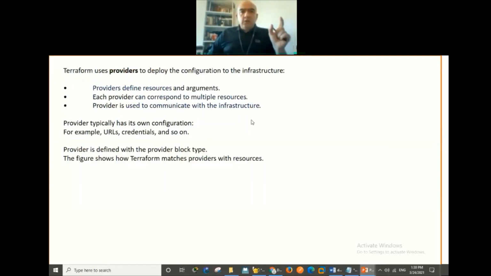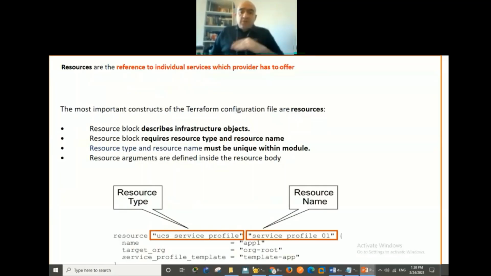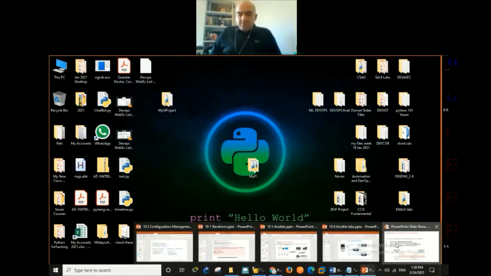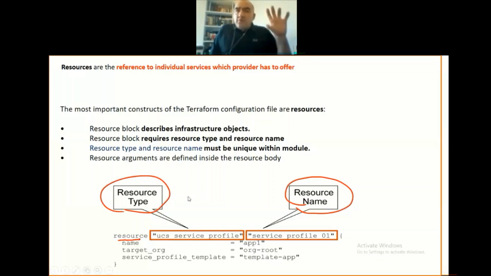The second part, for example, is where we are saying the provider is ACI, which is your Epic. And here is the username, private key, cert name, and URL, just to communicate with them. Now it is time to talk about resources. What are resources? Resources are normally what you would like to see in the file. Resources start with the word resource. Then you mention the resource type and the resource name. So I always have the resource type and resource name after the word resource. The name must be unique within the module itself.